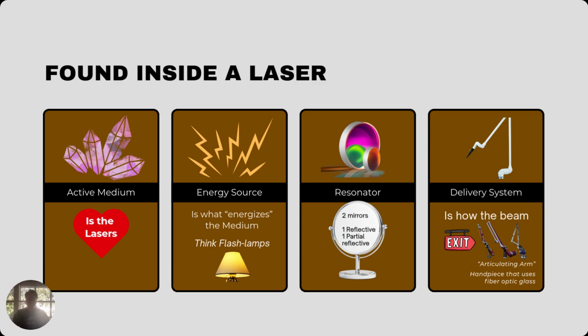Lastly is the delivery system. It is how the beam exits. Typically, an articulating arm is used, shown here, and also fiber optic handpieces, which use glass. And for ophthalmic purposes, they use a LIO, also called a laser indirect ophthalmoscope.